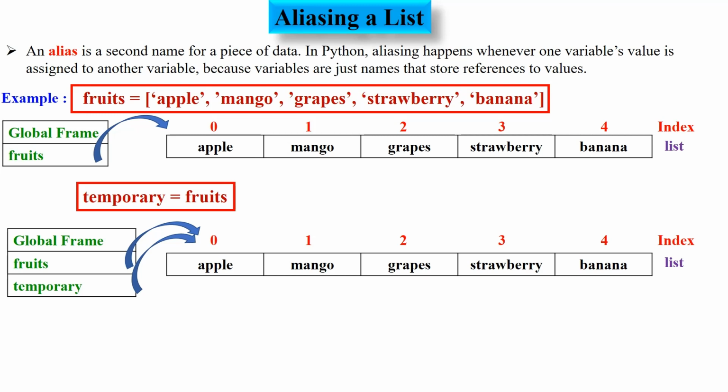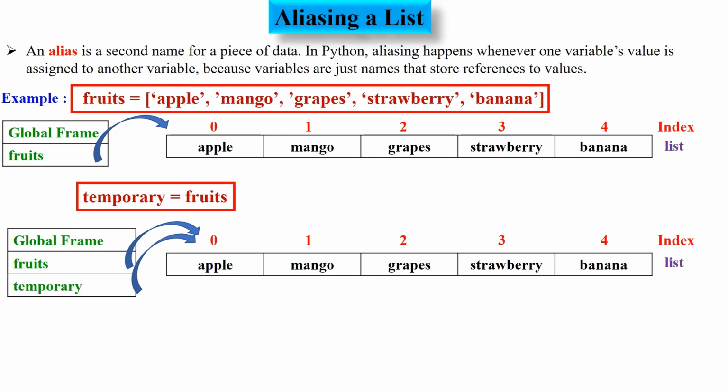The elements of the fruits list in memory are represented according to their index values. Now look at the first picture. Since the list index always starts with 0, apple is stored at index value 0, mango at index 1, grapes at index 2, strawberry at index 3 and banana at index 4.